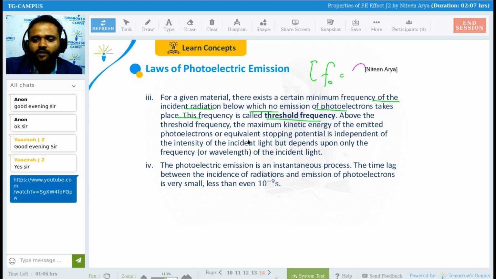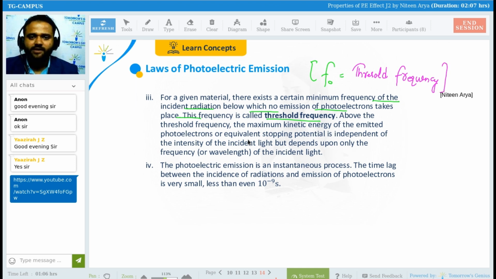And what is the threshold frequency? Threshold frequency is the minimum bare frequency below which any particular incident radiation cannot eject photoelectrons. As simple as that. Okay.